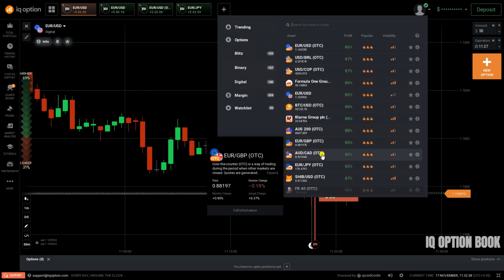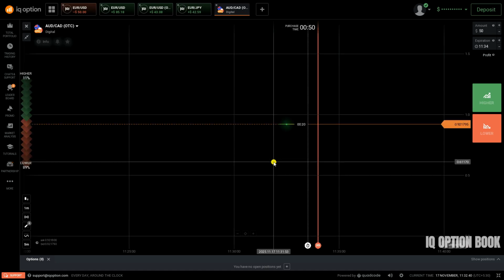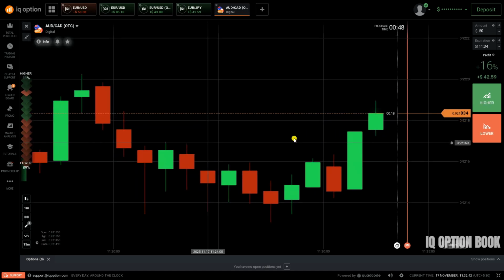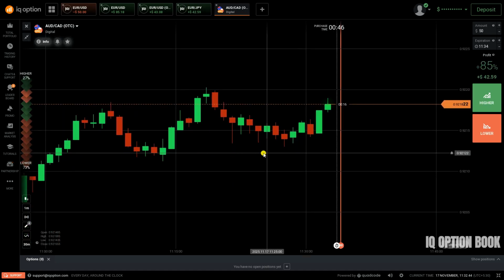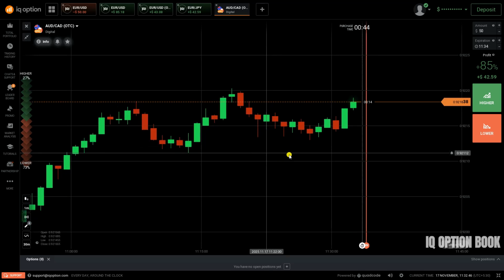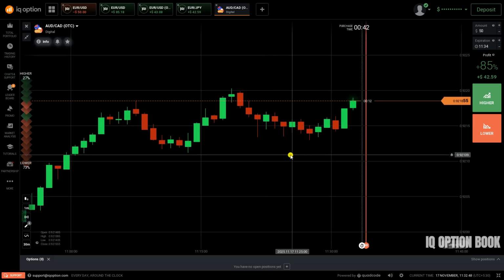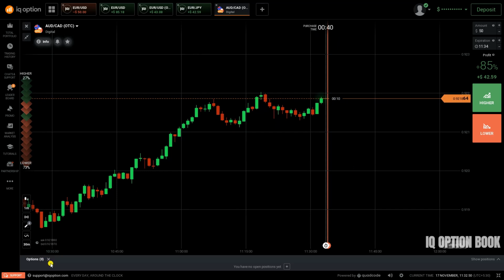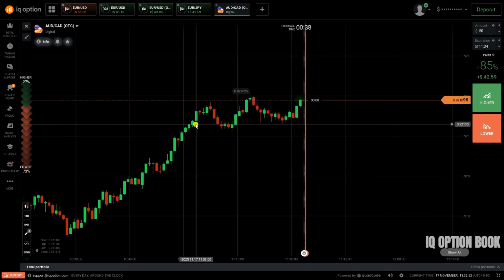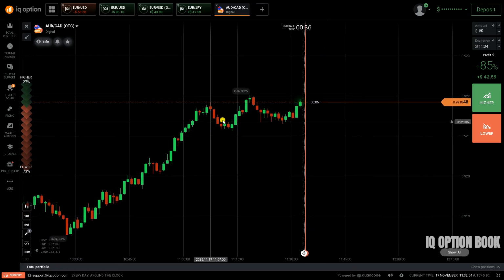Any random chart, AUD CAD OTC. Keep in mind, price action is not at all different for the OTC market and the real market. It is based upon how you analyze the market and how you read the candlesticks in depth.